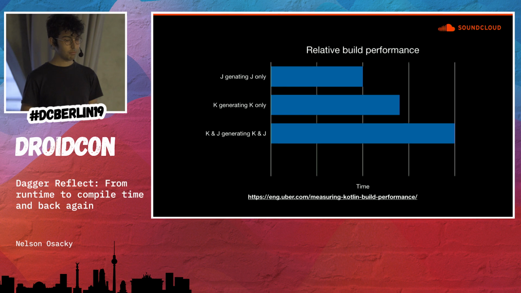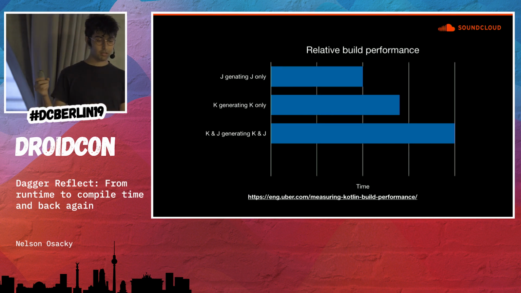Uber did this interesting build performance comparison where they showed that if you have Java code only generating Java code, it's basically the fastest build you can have. Kotlin generating only Kotlin code is obviously a little bit slower because Kotlin compilation is slower than Java compilation, but mixed Java and Kotlin compilation, generating mixed Kotlin and Java code, is basically the slowest compilation you can have. So the fewer mixed sources you have, the faster your builds.